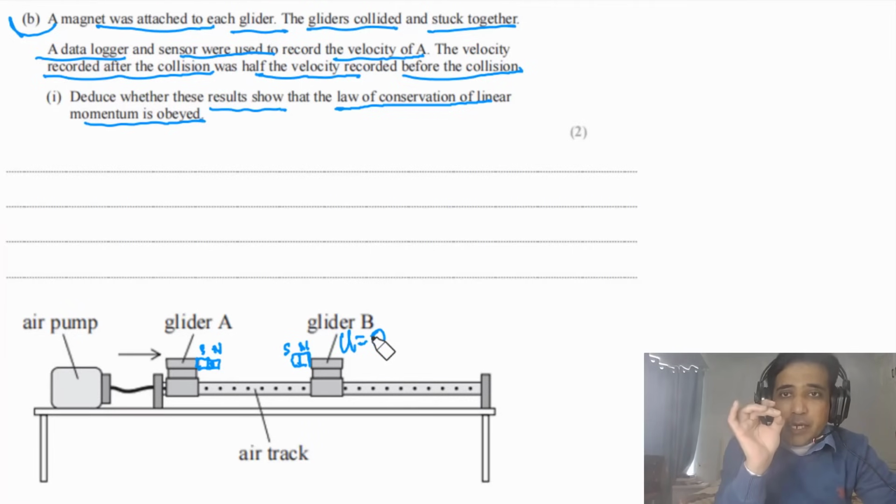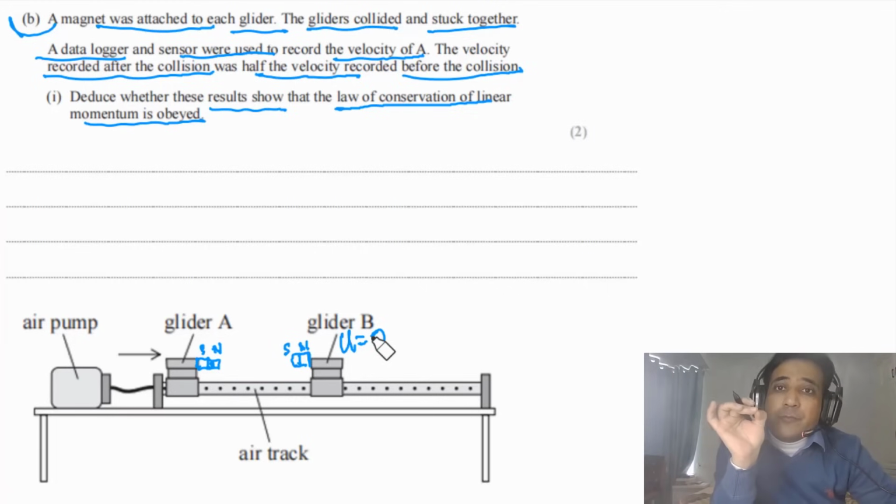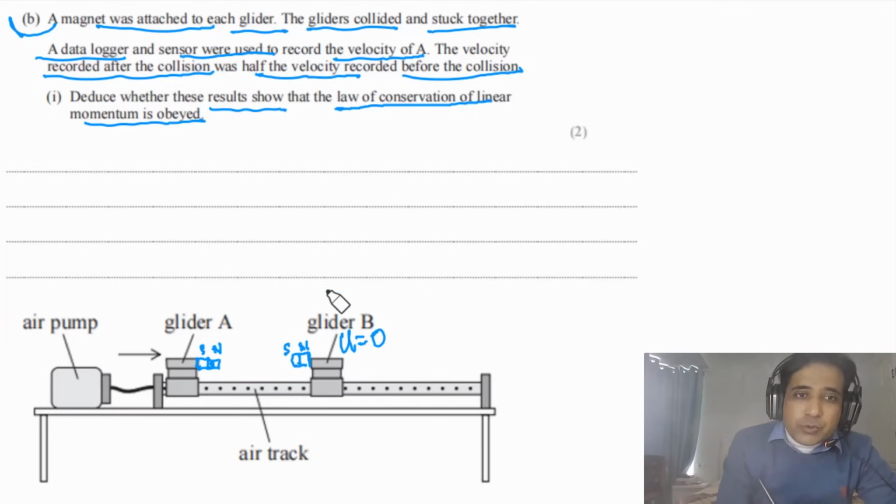This one stays at rest until they collide, meaning its initial velocity is equal to 0 before the collision. So we can say UB is equal to 0, and let's say this velocity is UA, and this one is equal to V. We can also assume the mass of this one is M, and the mass of this one is M.